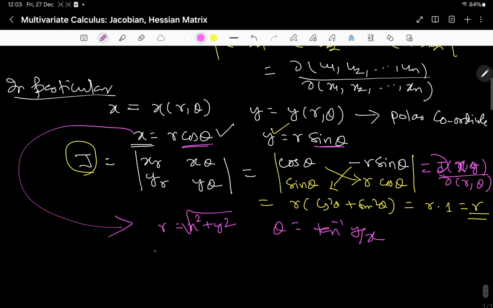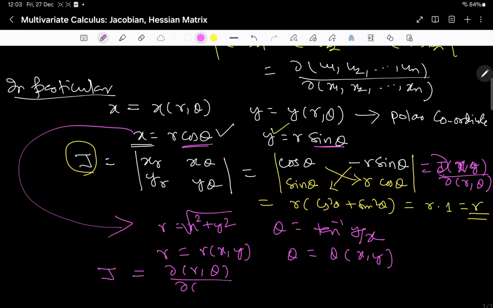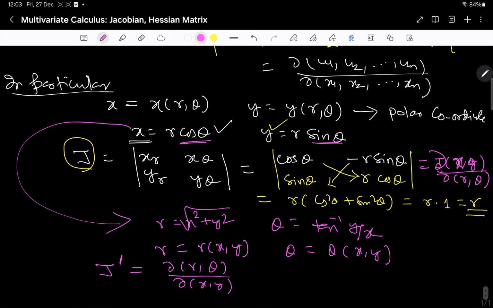Now r is a function of x and y, and theta is a function of x and y here. What will be the Jacobian in this case? This Jacobian will be del r theta by del xy. Suppose I denote it by J dash. Then it will be r_x, r_y, and theta_x, theta_y. If you simplify it, it will give you 1 by r.